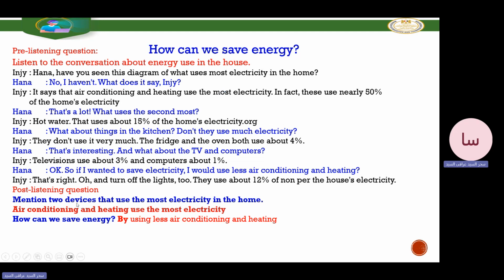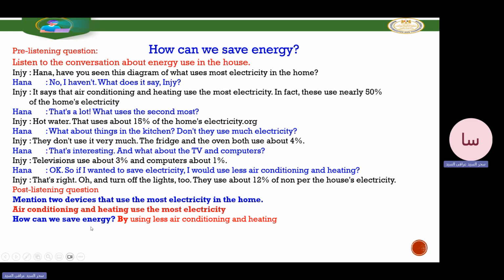Of course, the two devices that use the most electricity in the home are air conditioning and heating. So if we reduce using air conditioning and heating, we will save much electricity. And of course, we will save our planet from producing more and more electricity from different sources. What about the two that use the least electricity? Of course, televisions and computers.